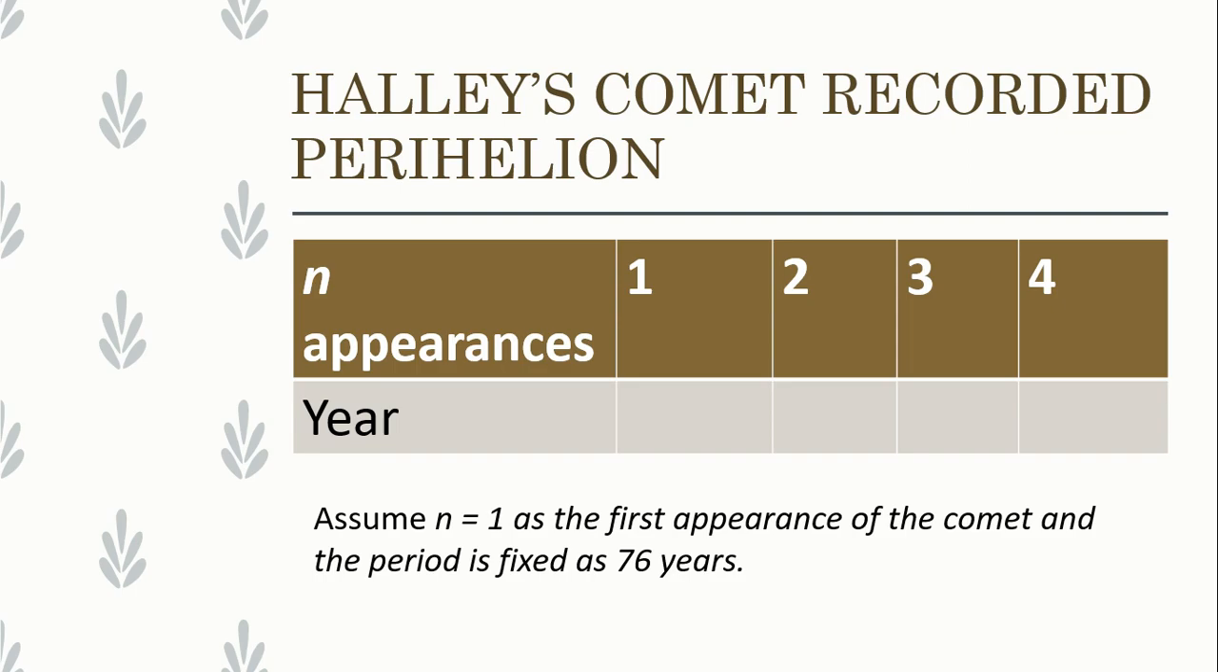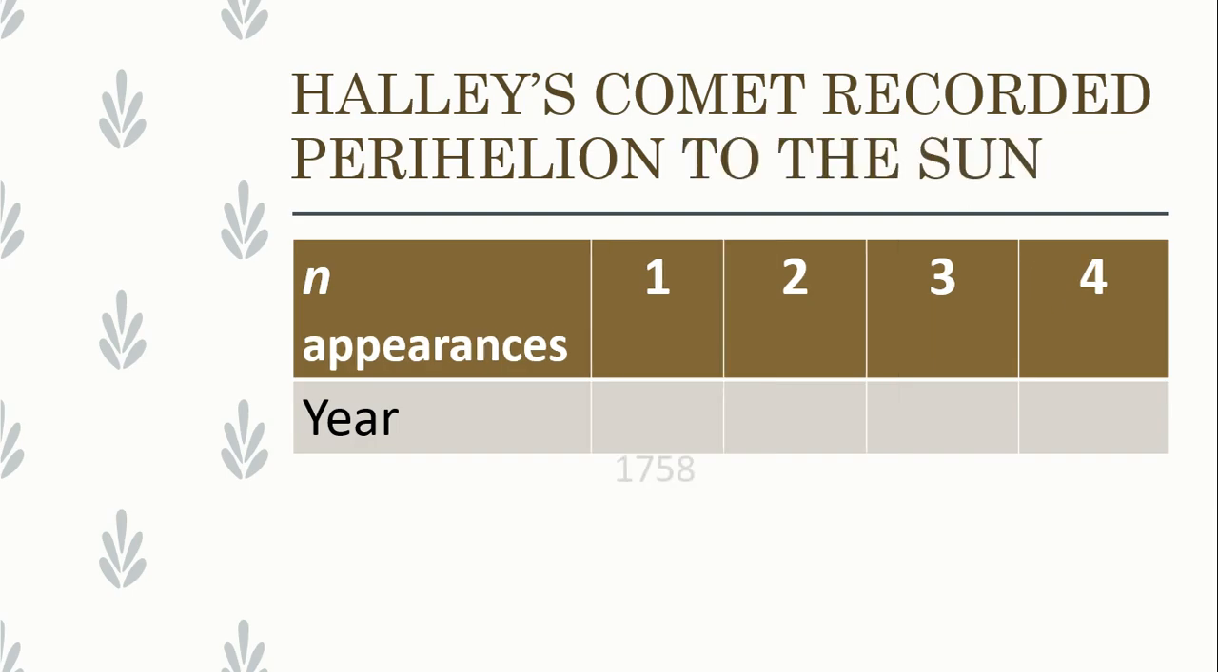If we are going to analyze the periodic behavior of Halley's comet perihelion, we can guess the next years of appearances of this comet. Considering the first appearance was in the year 1758 and its period as 76 years, the second, the third, and the fourth appearances will be 1834, 1910, and 1986 respectively.